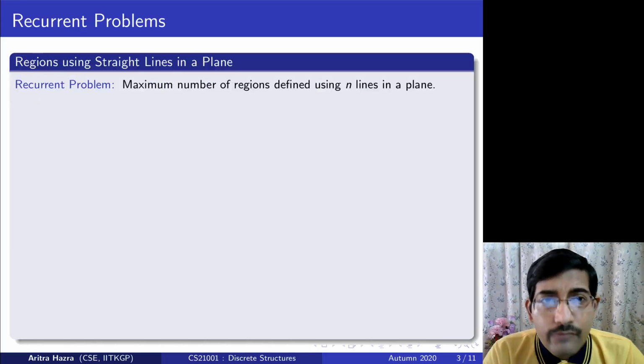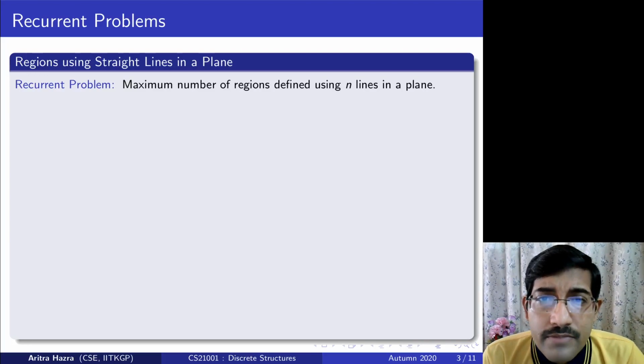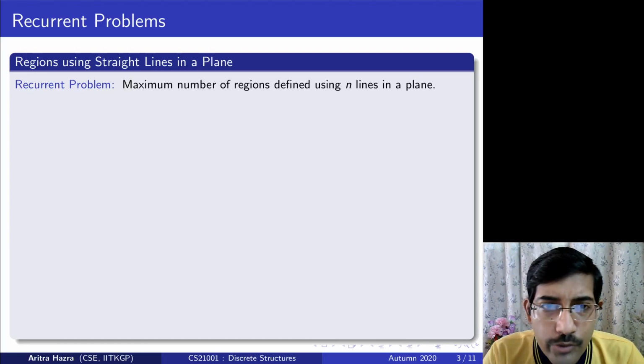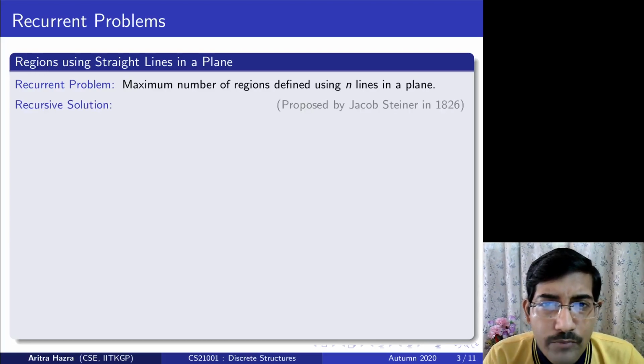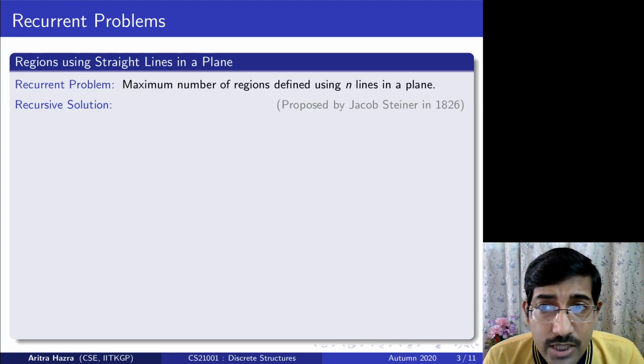To begin with, what we are going to solve and how we formulate such a recurrence, let us start with some problems in hand. The first problem says: what is the maximum number of regions possible in a 2D plane with n lines? How do we try to address this kind of problem? When we say maximum number of regions possible in a 2D plane, we start with certain observations. By the way, this problem was proposed and solved by Jacob Steiner in 1826.